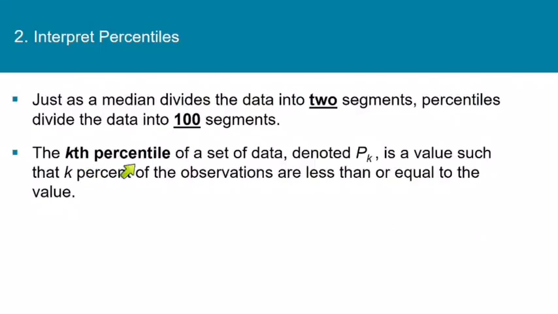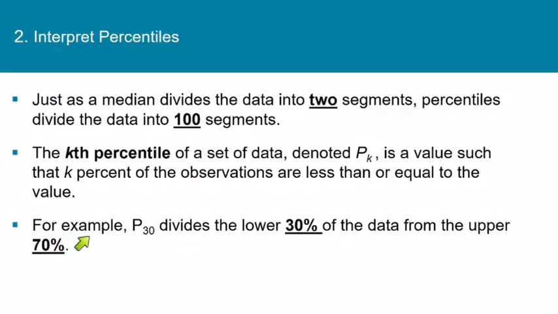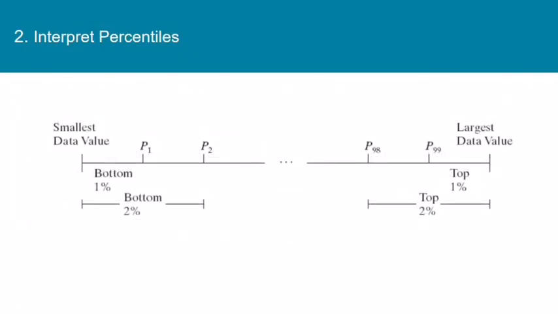So the kth percentile of a set of data, which we write as P sub k, is a value such that k% of the observations are less than or equal to the value. For example, P sub 30 divides the lower 30% of the data from the upper 70%. So let's take a look at this diagram.